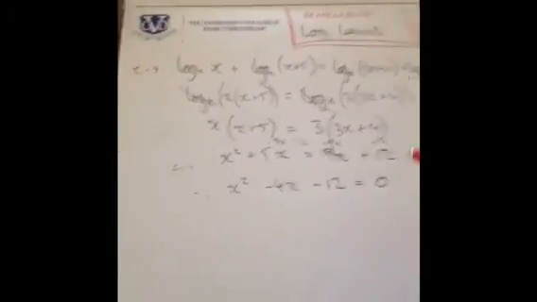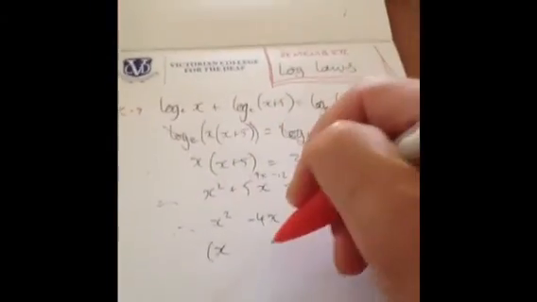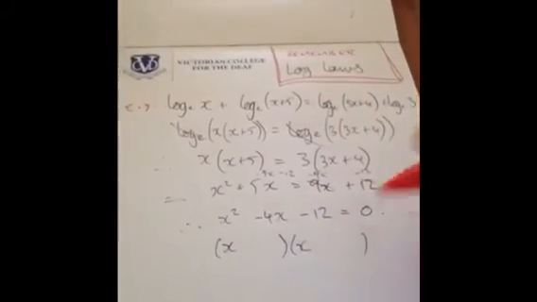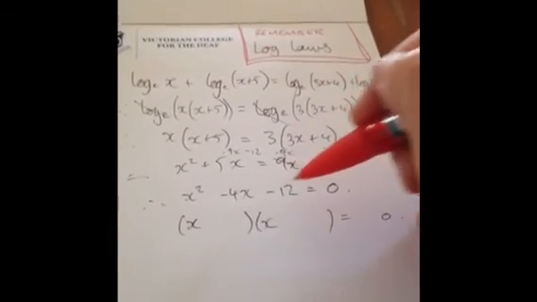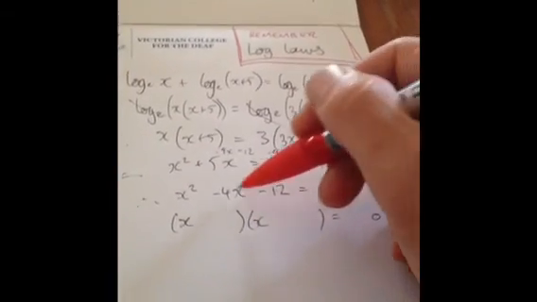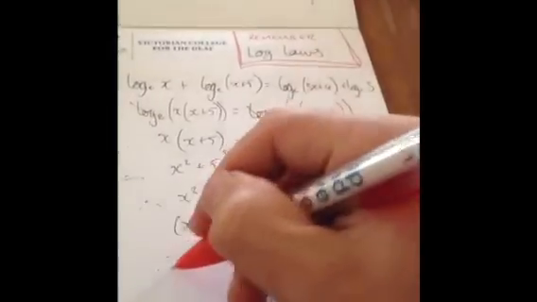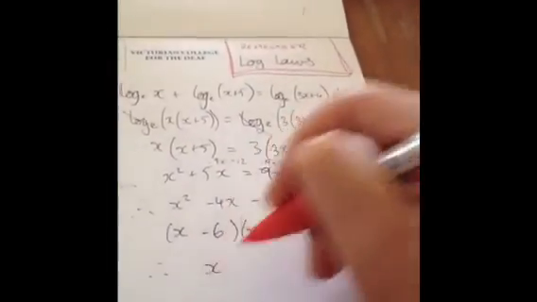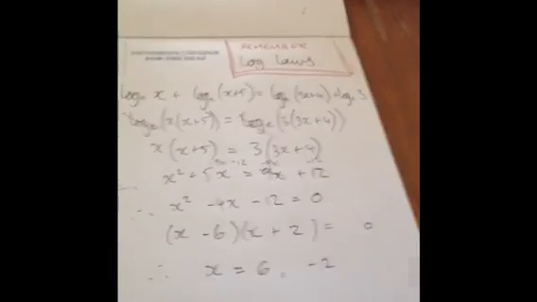So now we need to factorize this as a quadratic. We can start off with our two brackets like so, and that's going to equal 0. Now we need to find factors of negative 12 that add to equal negative 4. So negative 6 and positive 2 will do the trick there. So our solutions for x in this case, using the null factor law, are 6 and negative 2. So that's how we do that one.